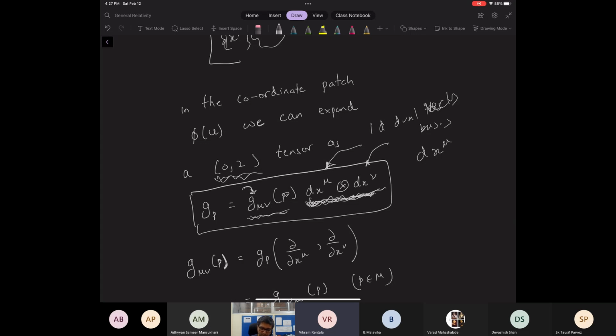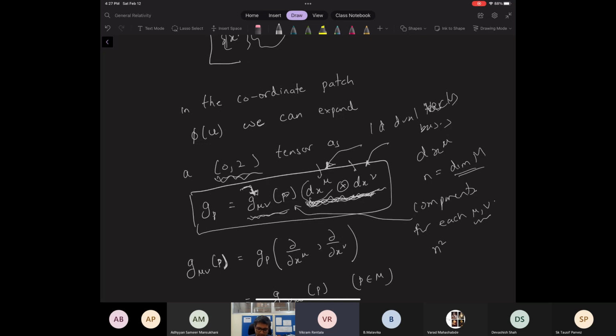Or this is the components in a coordinate system. These are the components for each value of mu nu. How many such values are there now? N each for mu and nu. So that's n square values, where n is the dimension of the manifold. So for example, for 4D space time, n square is 16. So this g mu nu, there are 16 such coefficients.